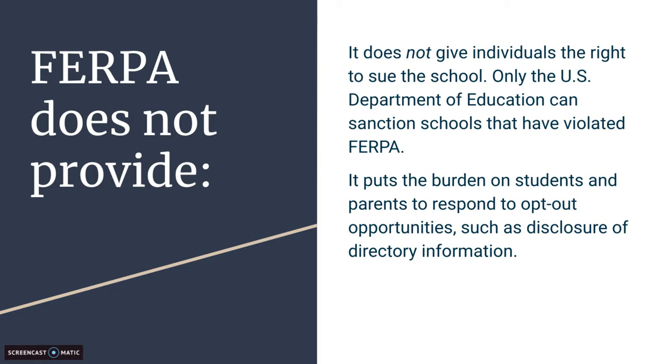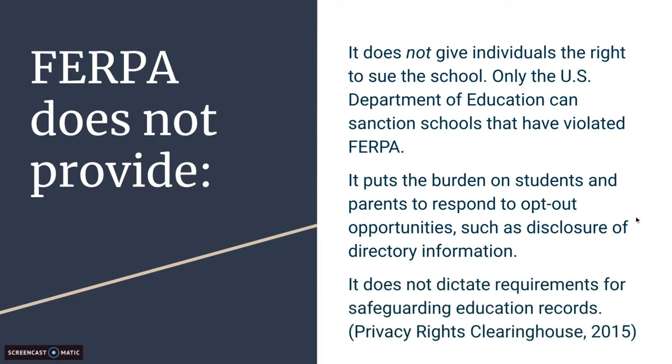FERPA also does not provide the opportunity for students and parents to opt out of disclosure of any sort of information. So parents and adult-age children have to do that themselves. It's not provided by schools or any educational system. And finally, FERPA does not provide any requirements for safeguarding education records. So we do know that these have to be safeguarded, but it does not dictate how the information is safeguarded.